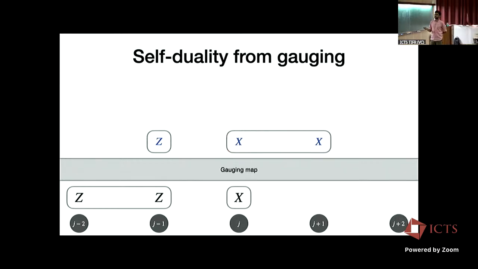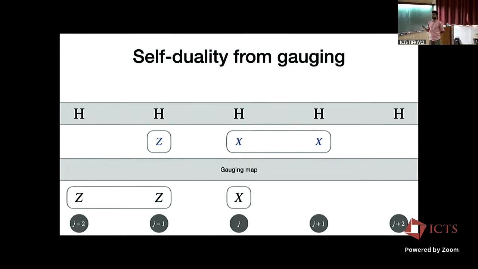You see that we're still not really back to the same Hamiltonian because you have two X's and one Z. So how do I fix that? Well, I apply some unitary transformation, the Hadamard gate on every site, which turns Z to X and X to Z. And that gives you this. So essentially there's two steps. There's a gauging and then there's an isomorphism.